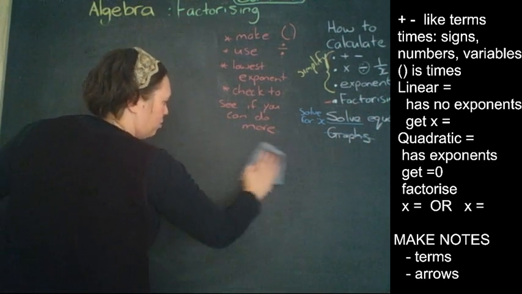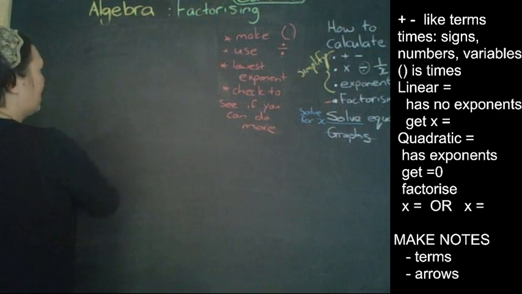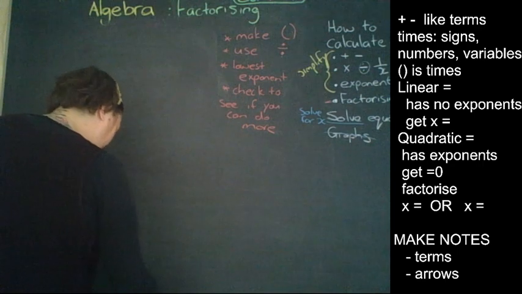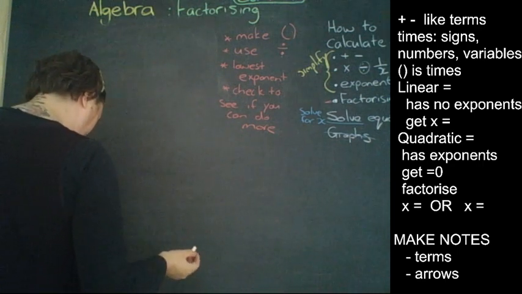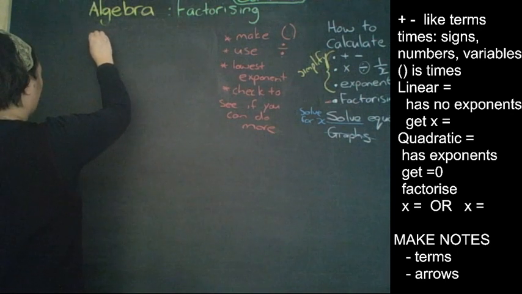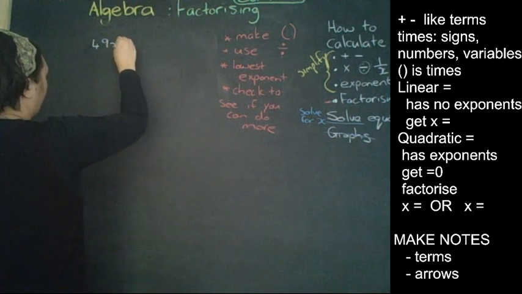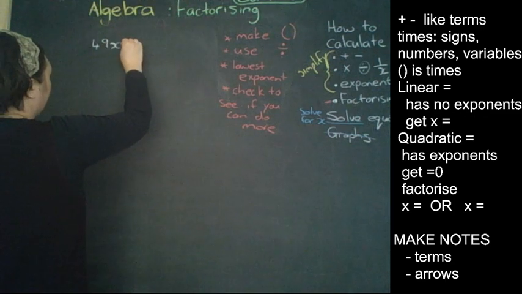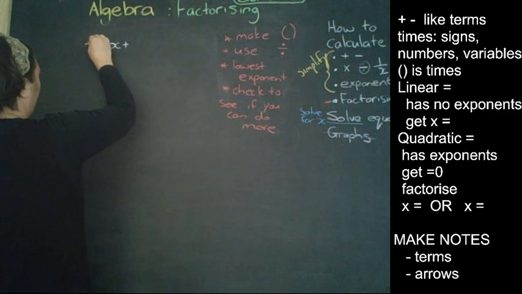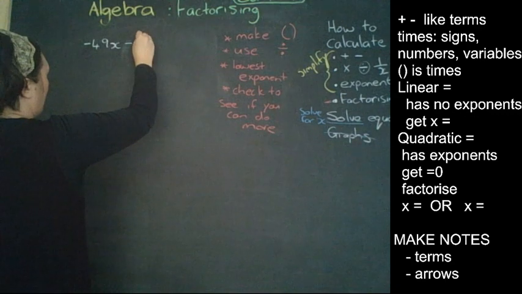Especially when we've got two types of factorizing in the same sum, but we'll get to that when we've done all the other types of factorizing. Okay, let's make it like this. Okay, I'll make that a minus, and this a minus.